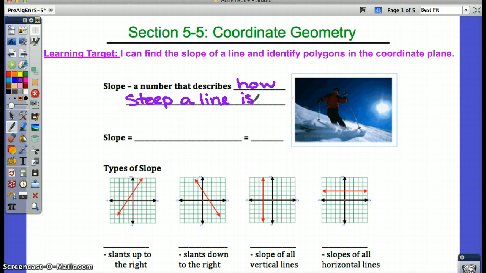So it describes the steepness. And slope can be found by finding how much the line changes vertically, or the vertical change, divided by the horizontal change. A simpler way of saying this is that slope is rise over run.